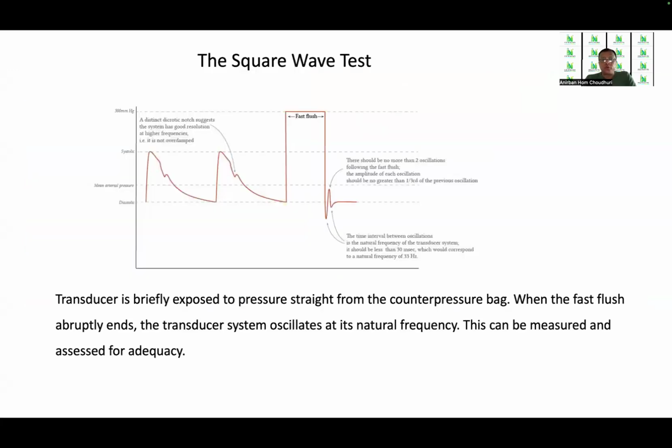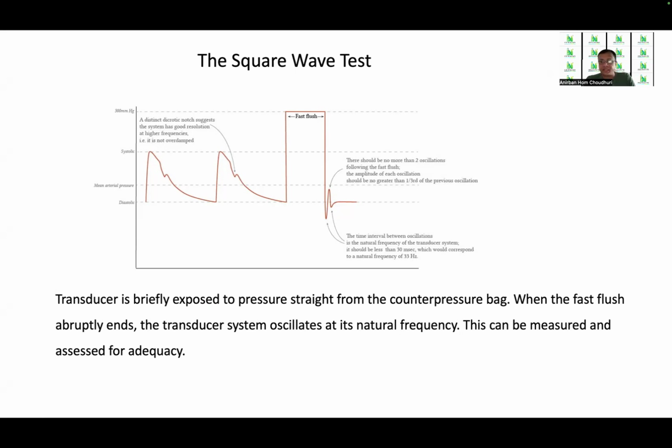In order to know whether an arterial waveform is accurate or not, we have to do a test, which is the rapid flush or the fast flush test, also known as the square wave test, in which we either squeeze or pull the plunger of the transducer so that it is exposed to the pressure in the compression bag, which is nearly 300 millimeter mercury. Following that, once it is exposed, the waveform takes a square shape. This is the square shape it takes. And when the pressure is released, it oscillates for some time and comes back to its position.